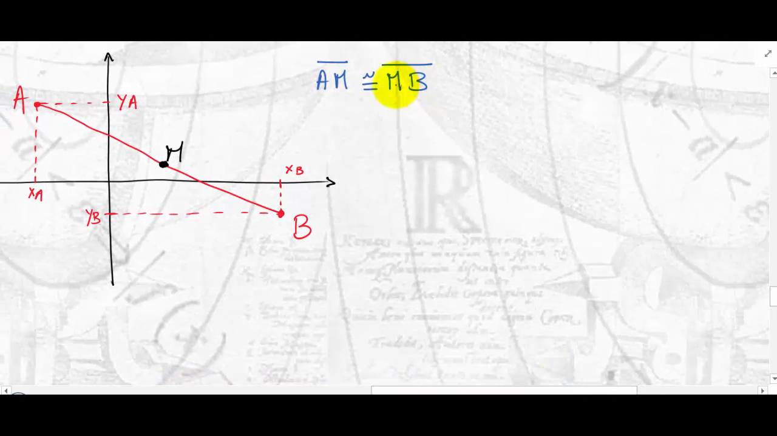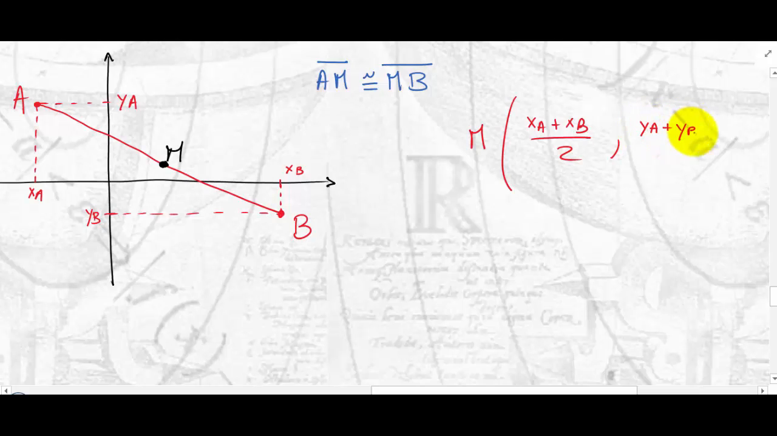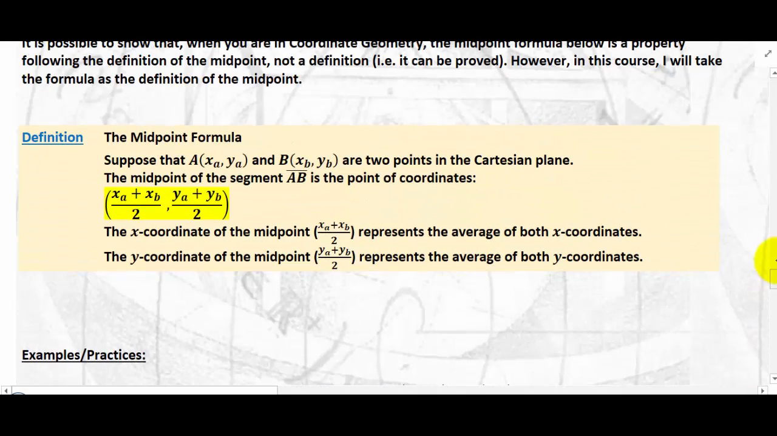If you use this definition, you can prove, therefore it shouldn't be called a definition, that the coordinates of the point M are the average of the x's, (xa plus xb) over 2, and the average of the y's, (ya plus yb) over 2. This is the coordinate of this point right here. We could prove this, so it should not be called, as I did in my set of notes, a definition, but I'm choosing the easy way out. It's really not difficult, I just don't want to have to do it, okay?